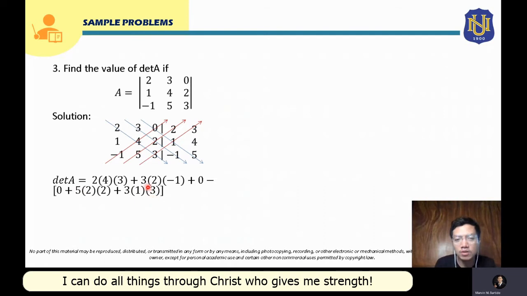Solving this, 2 times 4 times 3 is 24, and 3 times 2 times -1 is -6. And then minus, 5 times 2 times 2 is 20, and 3 times 1 times 3 is 9. So solving this, 24 minus 6 minus the quantity 20 plus 9 will give you -11. So this will now be the determinant of matrix A.